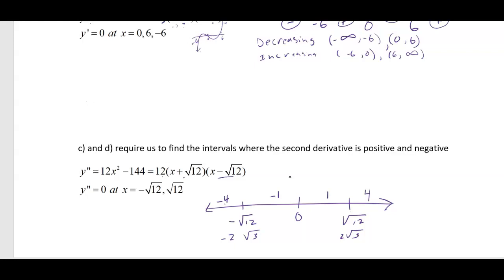I plug these numbers back. Oh, why did I get the 0? I made a mistake here. I said y double prime is, I read that as 0. There is no 0 there. So I just have to pick one number here in between negative root 12 and positive root 12, and I'm going to pick 0. So I check the sign of y double prime.